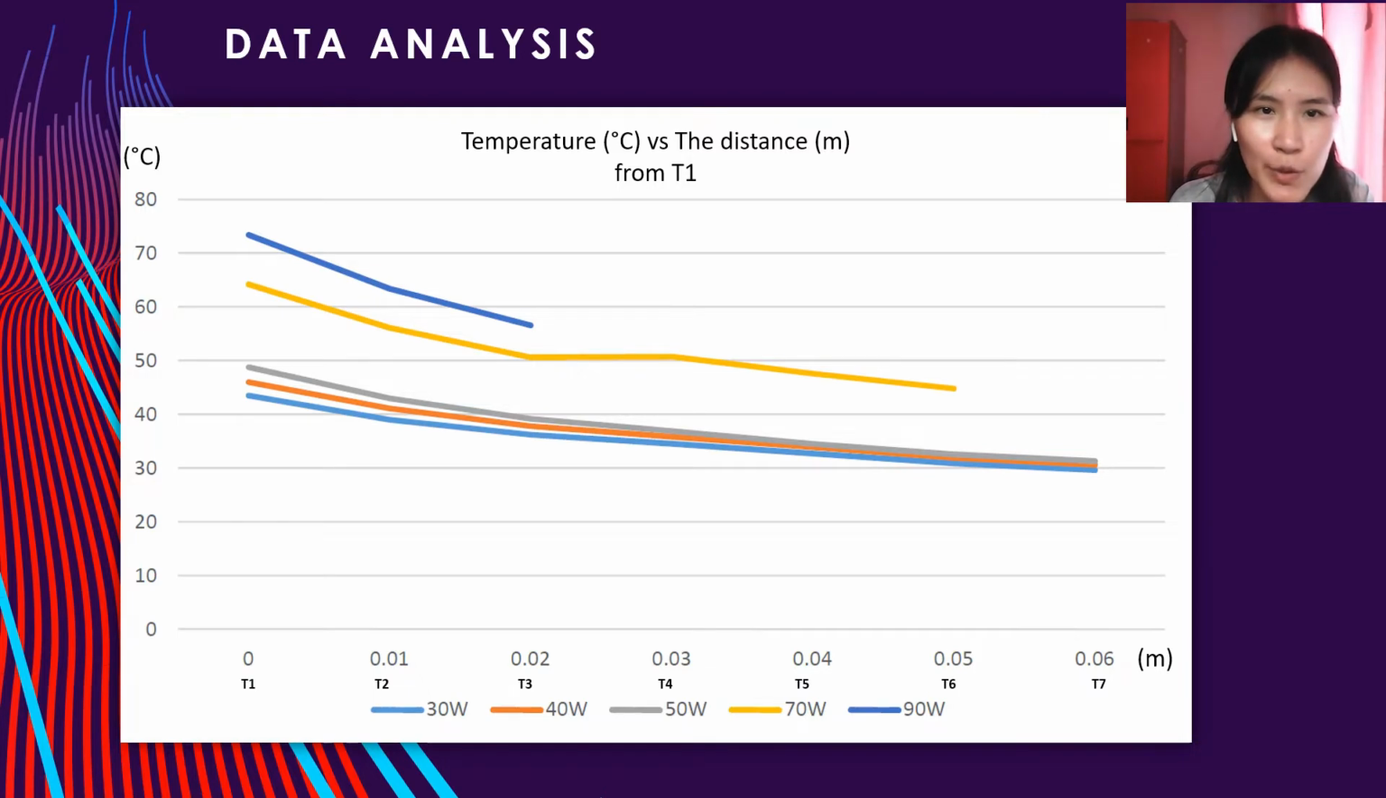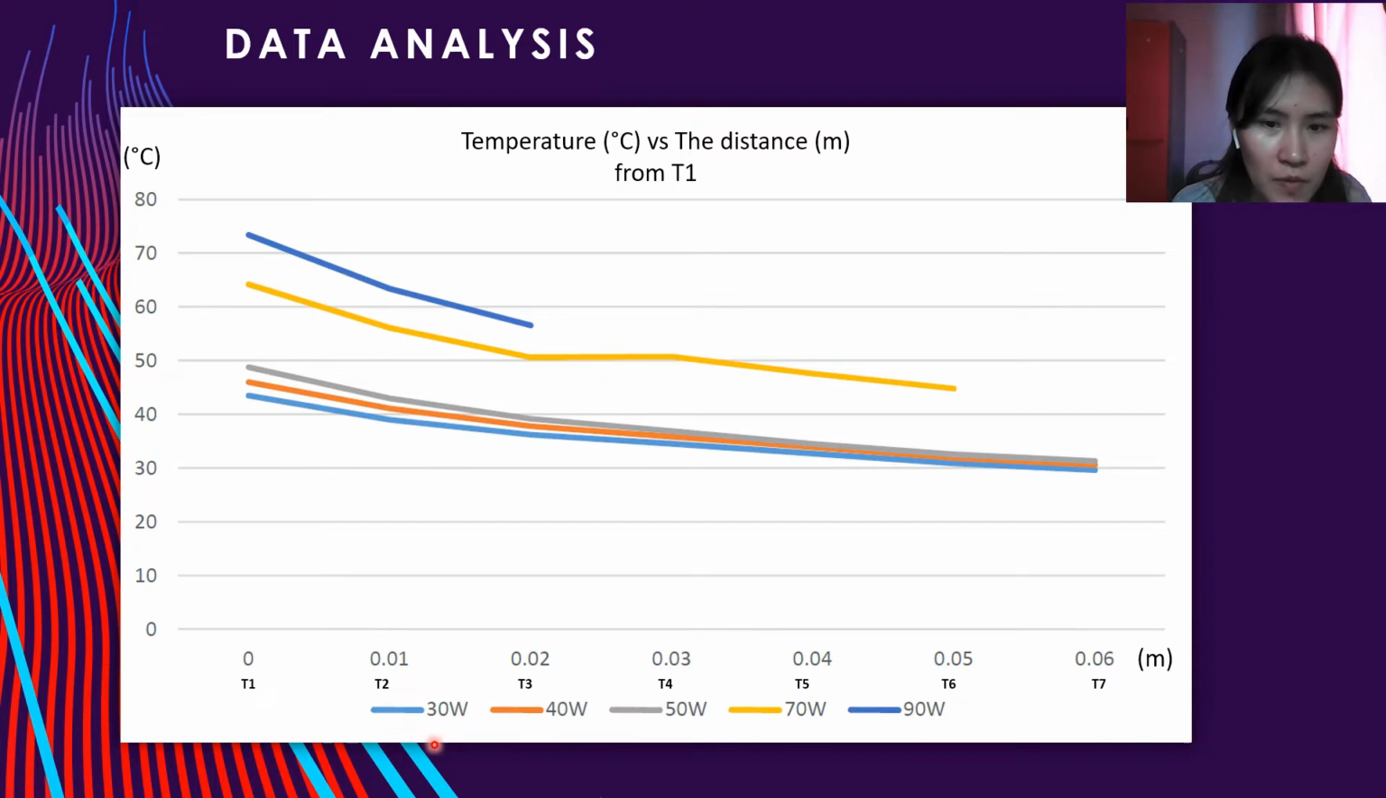Hello, my name is Paterus, and today I'm going to present the data analysis for our experiment on radial conduction. As you can see here, this is the chart that we graphed of temperature versus the distance from T1. The temperature is on the vertical axis, and the horizontal is the distance from T1. Each line represents a power.